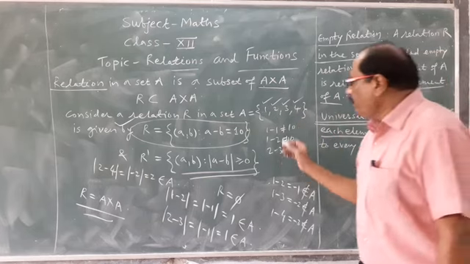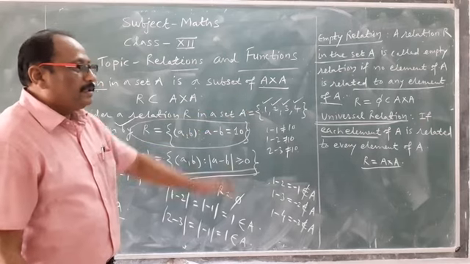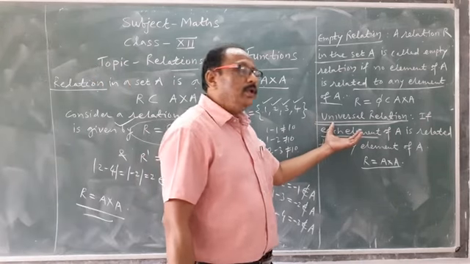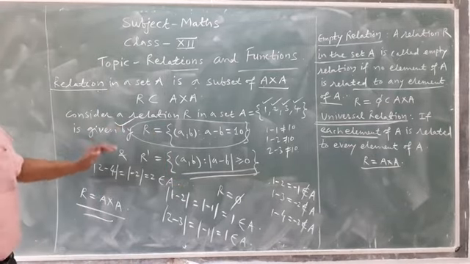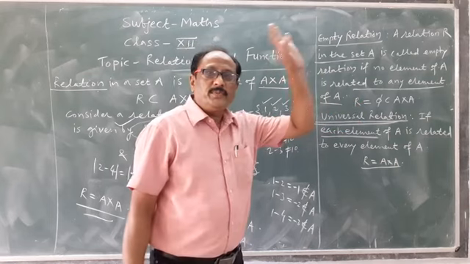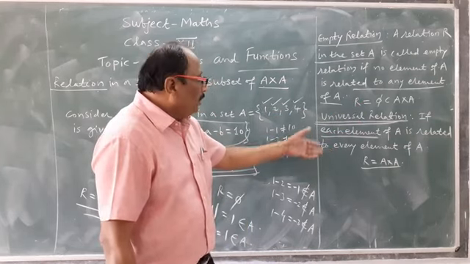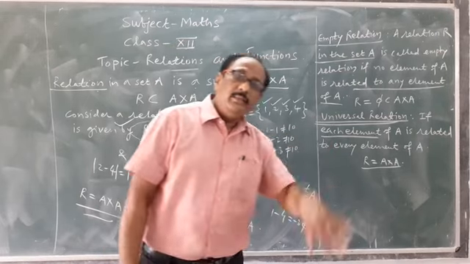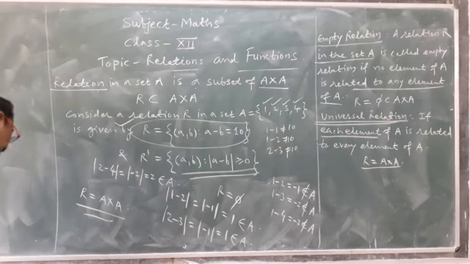It takes an example of all elements being present in A. Such type of relation is a universal relation. First we have seen the empty relation. Empty relation means a relation in which no element is present. Second one is universal relation. Universal relation means a relation in which all elements of the domain, set A, are present.